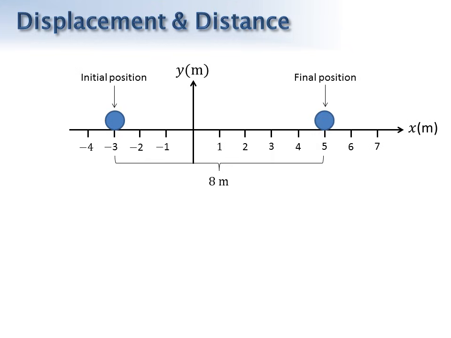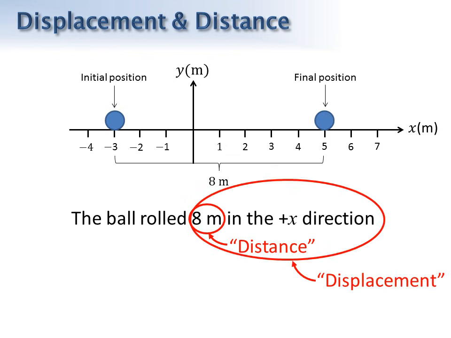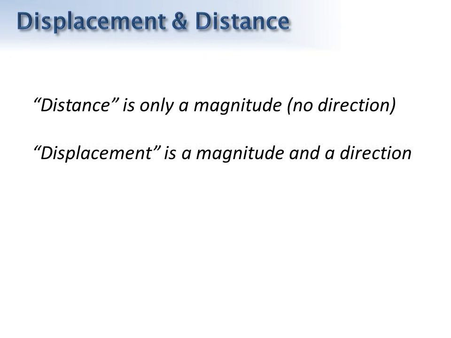But we can give a more complete answer. It rolled 8 meters in the positive x direction. So this piece, just the 8 meters, is our word distance. And then the whole thing, the distance and the direction, is displacement. So distance is only a magnitude, there's no direction, and the word displacement is a magnitude and a direction.